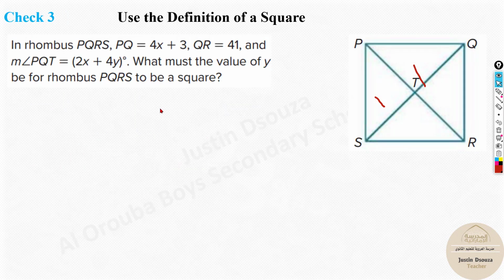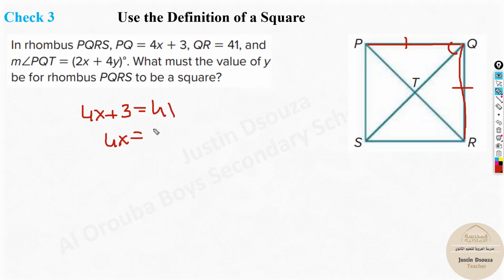And now in rhombus PQRS, PQ is given to be 4x plus 3 and QR is given as 41. The measure of angle PQT is given as 2x plus 4y. We need to find y. First thing, this is a rhombus, so the sides are equal, so you can find x. We can't directly solve this because y is unknown, but we can solve these two, PQ and QR. They both are equal. 4x plus 3 must be equal to 41. And now solve for x.